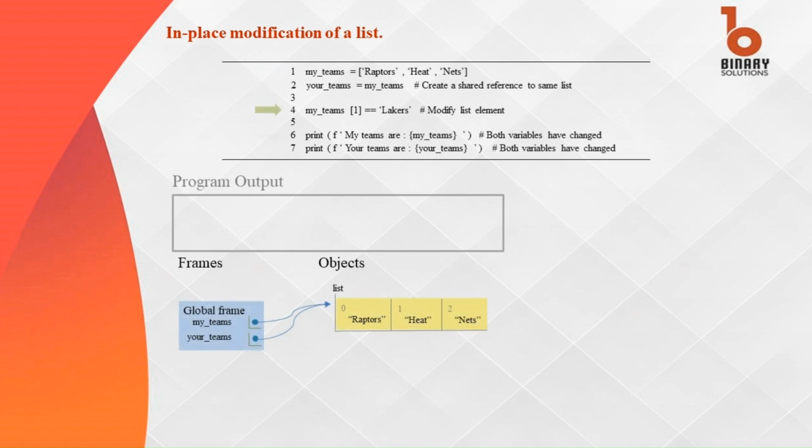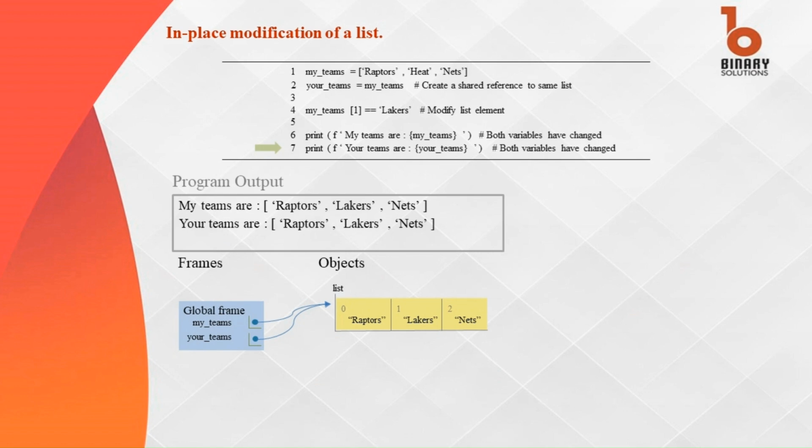When the program modifies the second element of my_teams by setting my_teams[1] to Lakers, this change is applied directly to the list. Since both my_teams and your_teams point to the same list, the modification is reflected in both variables. The program then prints both lists. my_teams shows Raptors, Lakers, Nets, and your_teams also shows Raptors, Lakers, Nets, illustrating how in place modifications affect all references to the list.